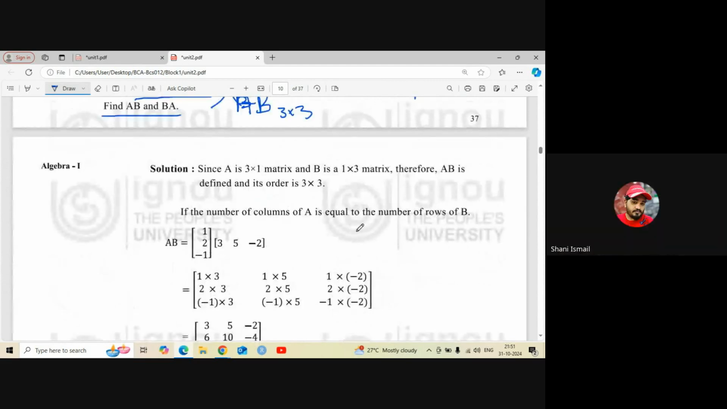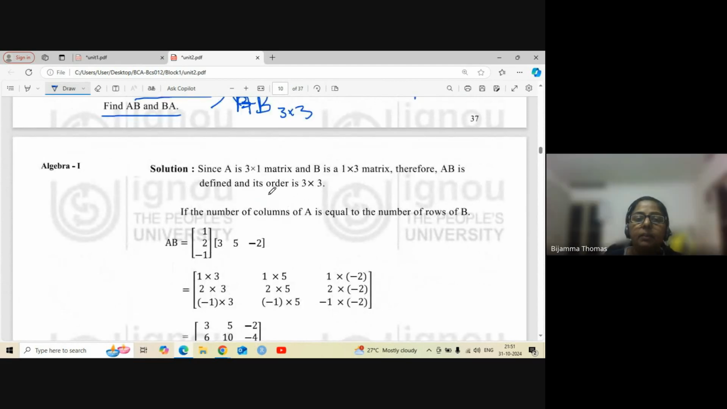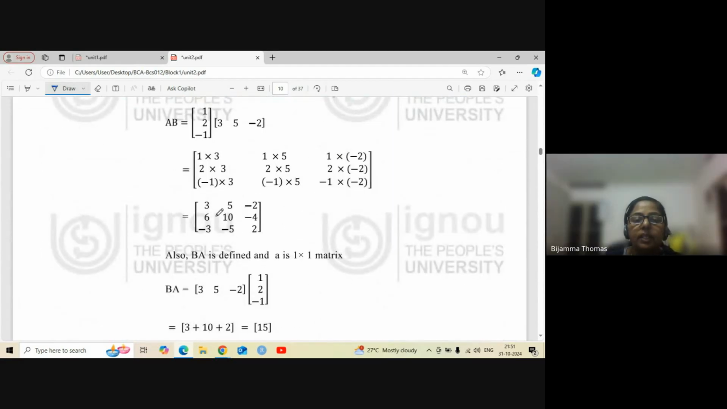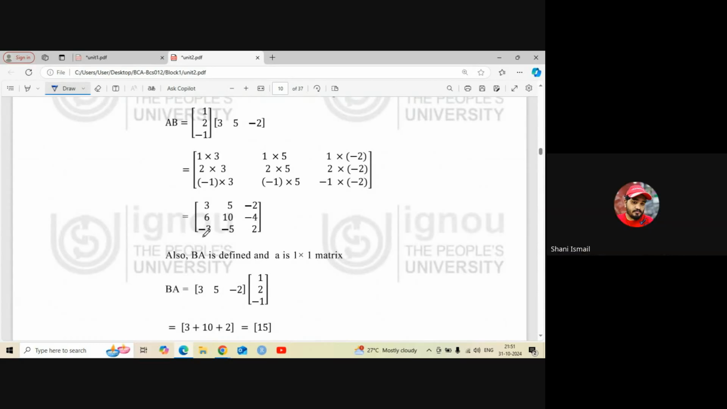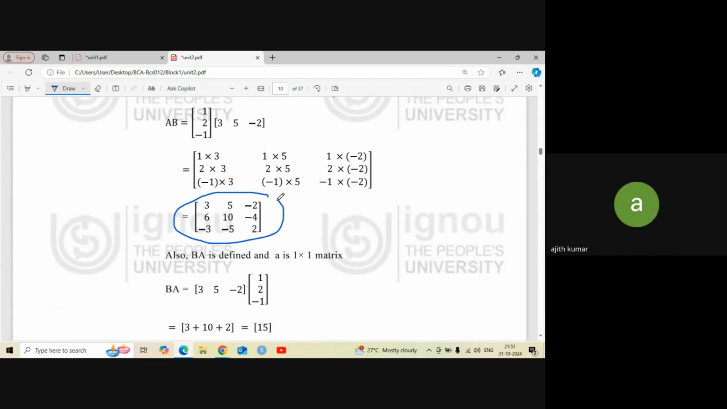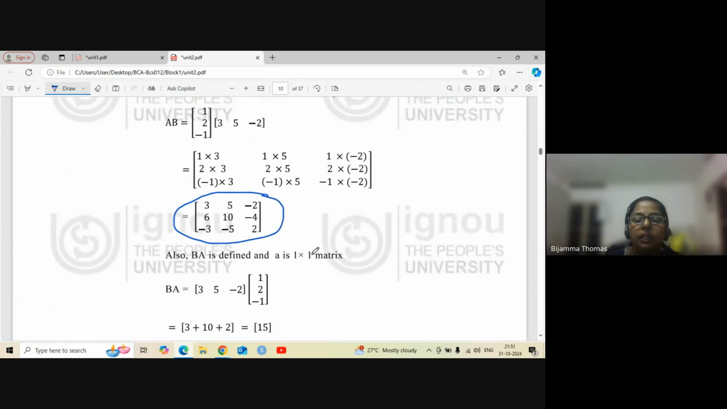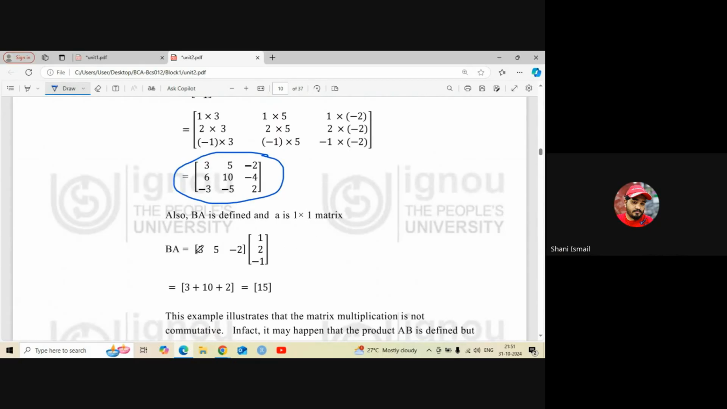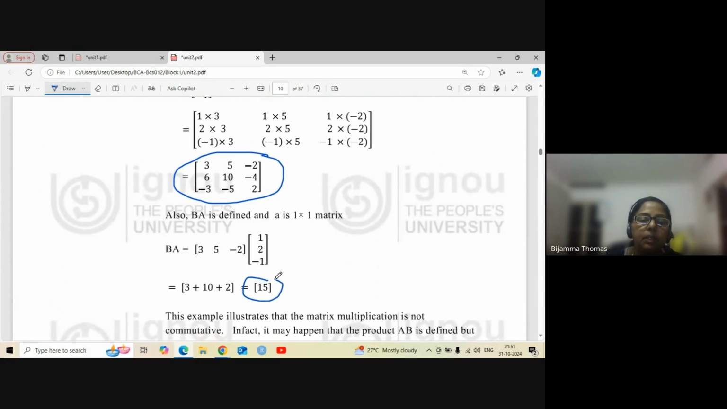ഇത് കാണുമ്പോഴേ നമുക്കറിയാം AB equal to 3 5 minus 2 6, 10 9, 3 5 minus 2 6, 10 minus 4, minus 3 minus 5 minus 2. കിട്ടിയോ? Okay, this is AB. Then what about BA? BA will be 1 by 3 times 3 by 1, that is 3 plus 10 plus 2. That is, this is a 1 by 1 matrix.